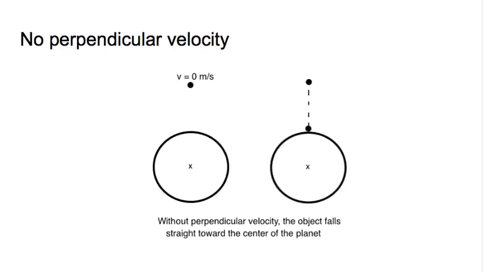So the first thing to keep in mind is that objects, if they don't have any initial velocity perpendicular to the gravitational force vector, here's what's going to happen. They're just going to fall straight down. So if I have an object that has zero velocity and I let it go, it's just going to fall straight towards the Earth's center. Because remember, gravitation is a force that attracts the center of one object to the center of another object. And it doesn't matter how much mass or how far apart they are, that force is going to exist.